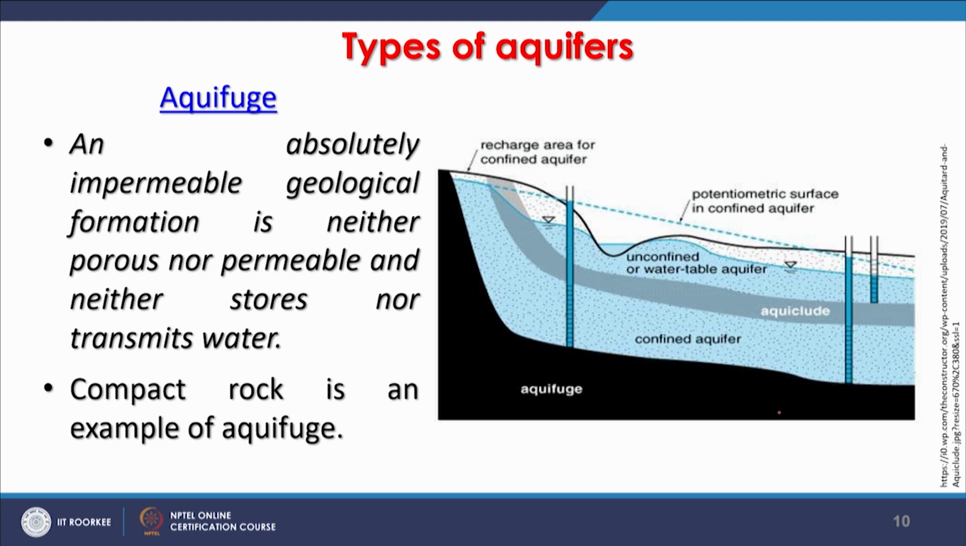Batholith, or maybe other kinds of igneous rocks, or sometimes even metamorphic rocks may behave like this, that they are absolutely solid, with no porosity, no chance of permeability, no weathering, and no cracks or fractures, and therefore they will not allow water to be stored or transmitted.